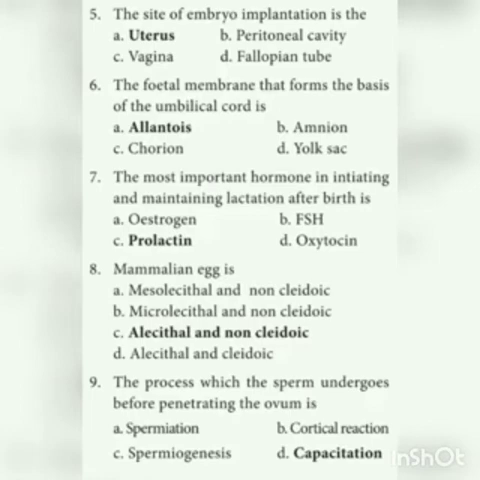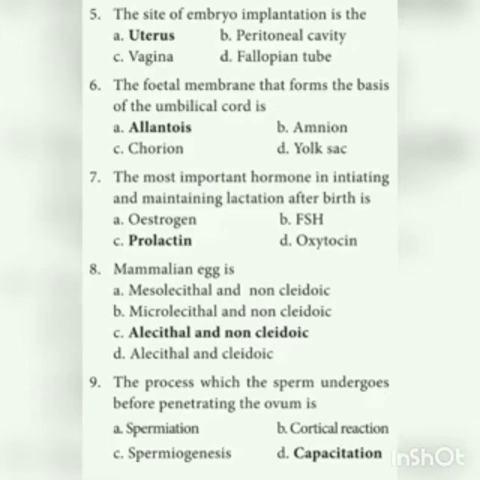So there are different extraembryonic membranes. The fetal membrane that forms the basis for the umbilical cord is allantois. The most important hormone in initiating and maintaining lactation after birth is prolactin. Lactin means milk, so the milk secretion after birth is produced by prolactin. The mammalian egg is alecithal and non-cleidoic. It does not contain yolk and it does not contain shell.